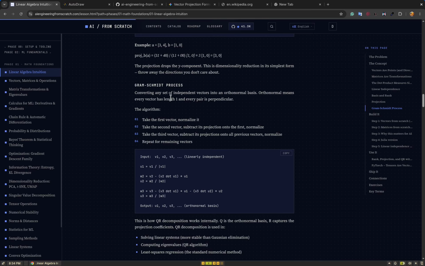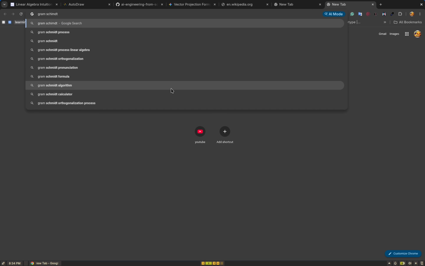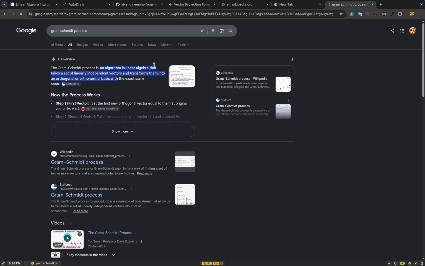Gram-Schmidt process. How do you pronounce Schmidt? Gram-Schmidt process. It takes a set of linearly independent vectors, meaning the rank is equal to the minimum number of rows or columns. Essentially, none of the vectors is some combination of the other vectors.